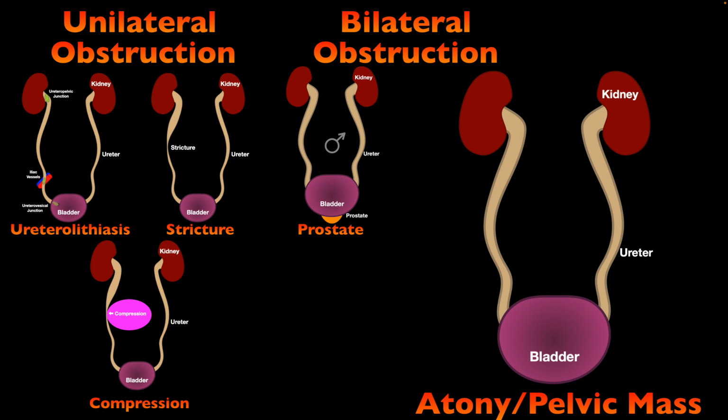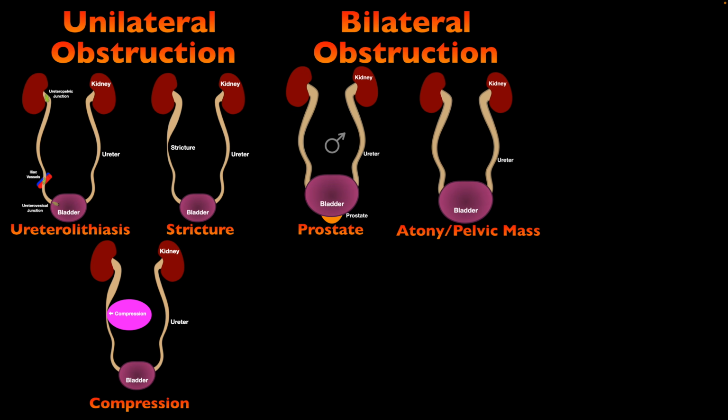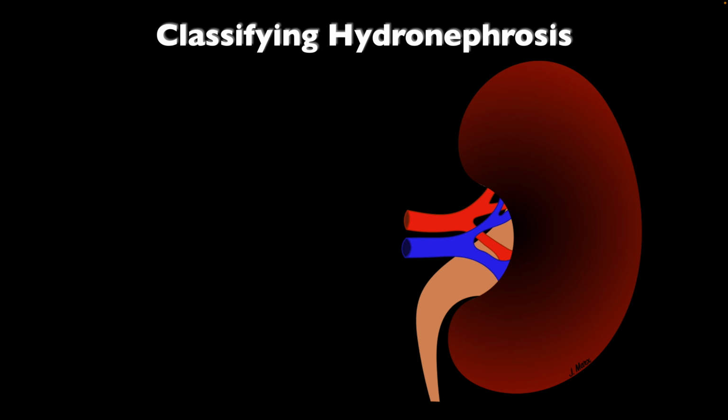So I mentioned pelvic mass or structure, but you could also have atony of the bladder or dysfunction of the bladder that could lead to bilateral hydronephrosis. And so those would be the things that you would want to consider in that case. So with that said, we should look at how we classify hydronephrosis.